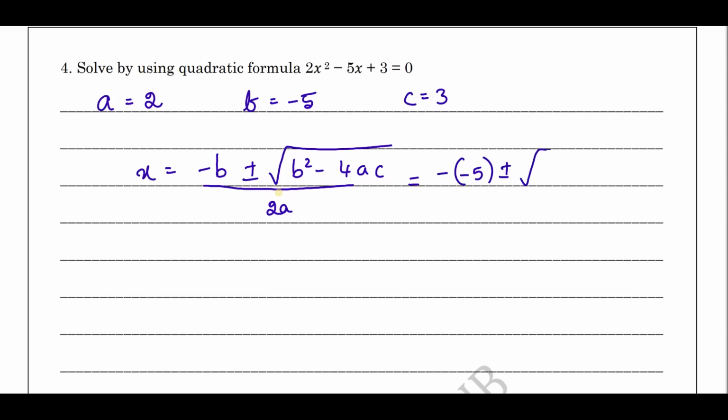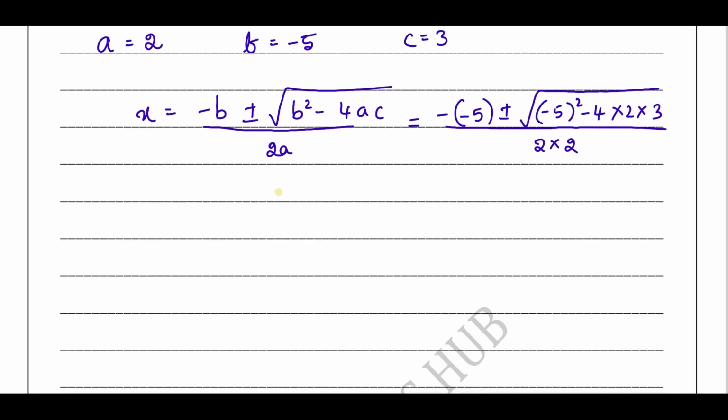Now substitute the value of b, that is minus b, where b is -5, minus of -5 plus or minus square root of -5 whole square minus 4 into a is 2 and c is 3, whole divided by 2 into a, which is 2. Now x equals minus into minus is +5 plus or minus square root of -5 whole square is 25 minus 4 2s are 8, 8 3s are 24, the whole divided by 2 2s are 4. Now 5 plus or minus square root of 25 minus 24 is 1, whole divided by 4.